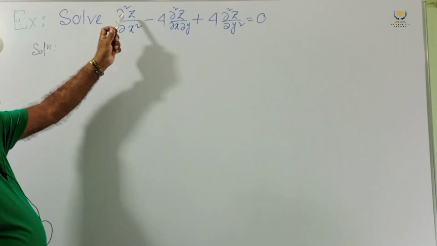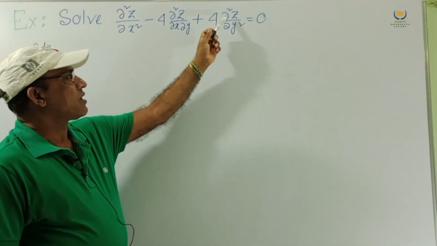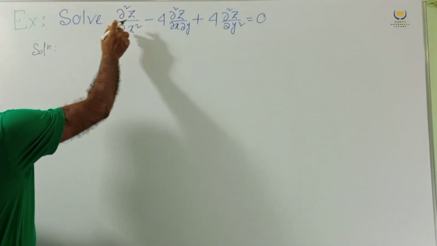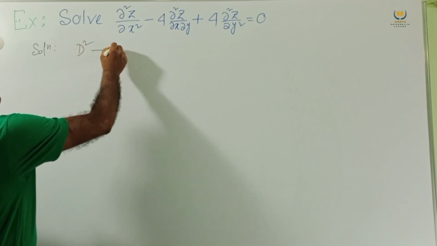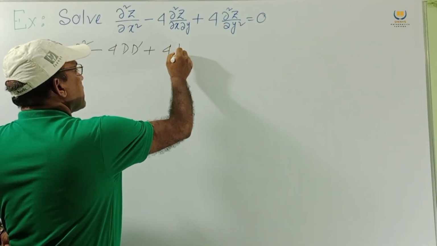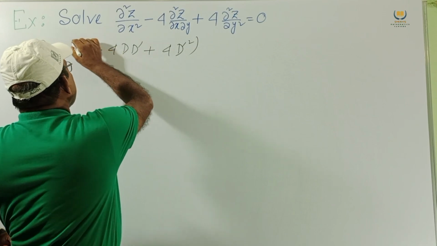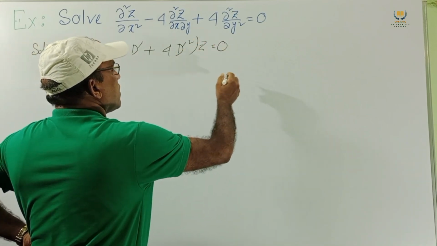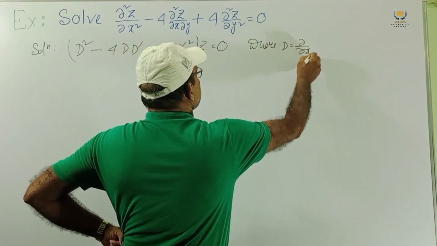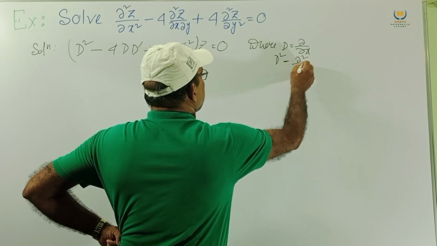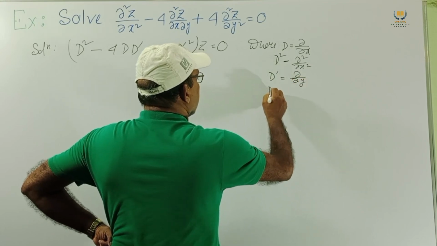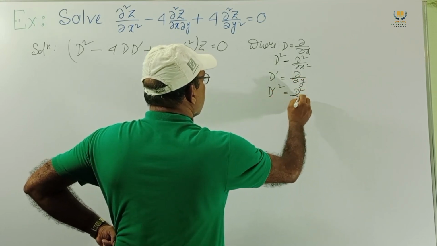Solve ∂²z/∂x² − 4 ∂²z/∂x∂y + 4 ∂²z/∂y² = 0. Here we write ∂²/∂x² as D², ∂²/∂x∂y as DD', and ∂²/∂y² as D'², so the equation becomes (D² − 4DD' + 4D'²)z = 0, where capital D means ∂/∂x and D' means ∂/∂y.